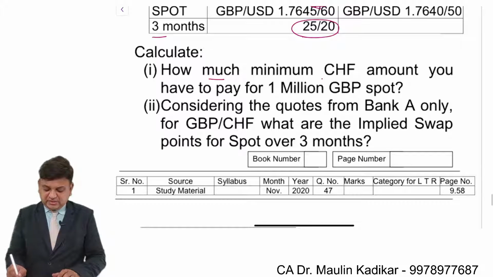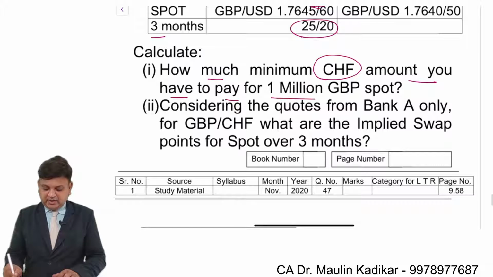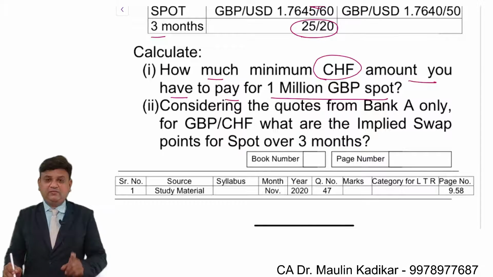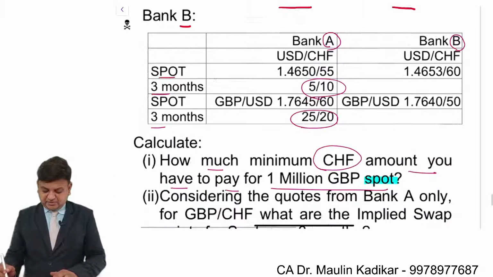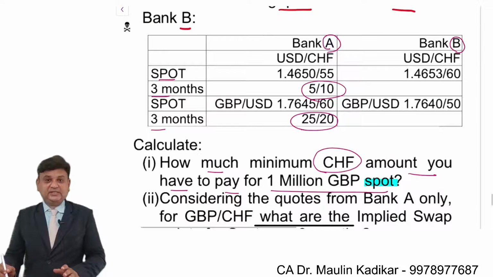How much minimum Swiss franc amount you have to pay for 10 lakhs pound? 1 million is equal to 10 lakhs pound in spot transaction. That is the question. The exchange rates have been provided to us.